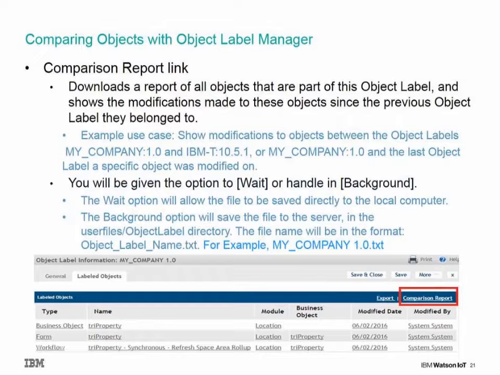So when you click the comparison report link, you will be given the option to either wait and save the file locally, or you can choose to handle the process in the background. If the background option is selected, the file will be written to the server in the user file object label directory. It will be given the name of the object label.txt. So in this example, it will be my_company 1.0.txt.